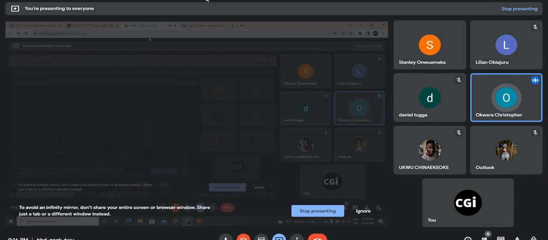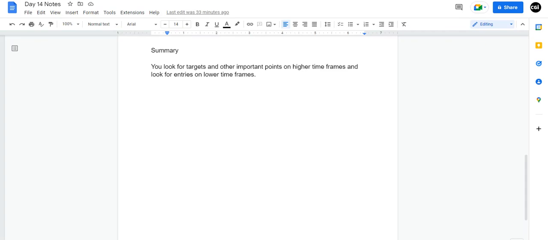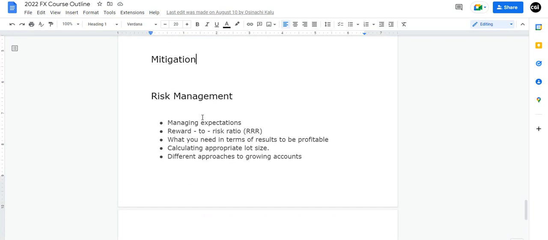Okay, what I want to know is, is there going to be a trading plan for us? Like how to develop the trading plan and stuff like that. I don't usually give people a trading plan. What I do is give you the structure that you need to follow. So if you look through this, I can tell you about managing expectations, your risk to reward ratio, and what you need to be profitable.